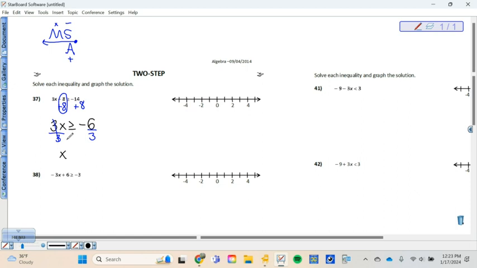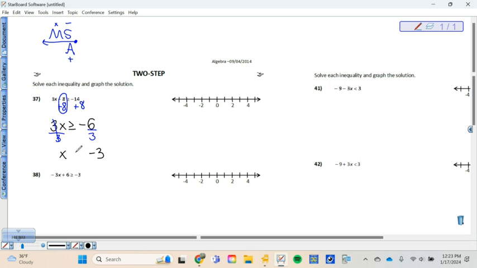I am dividing, but I'm not dividing by a negative, right? I'm dividing by a positive 3. Even though this 6 is negative, even though my answer is going to be negative, I didn't divide by a negative. Does that make sense?